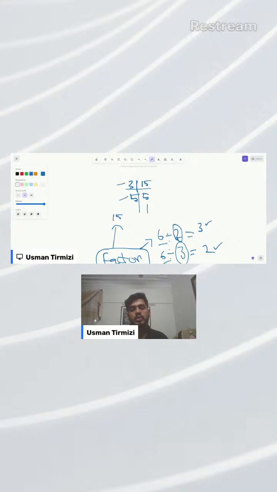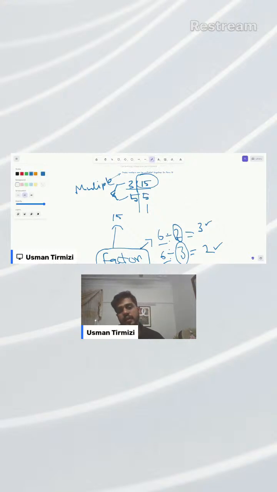So these two are called multiples. By multiples I mean that they can be multiplied together to form 15, right?